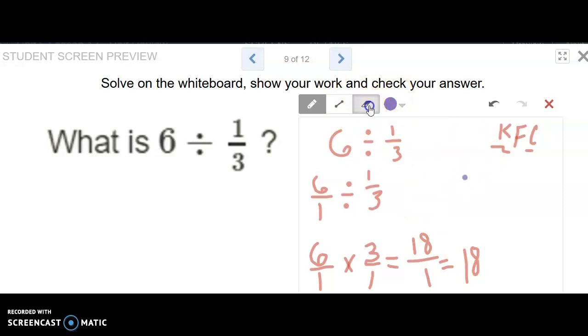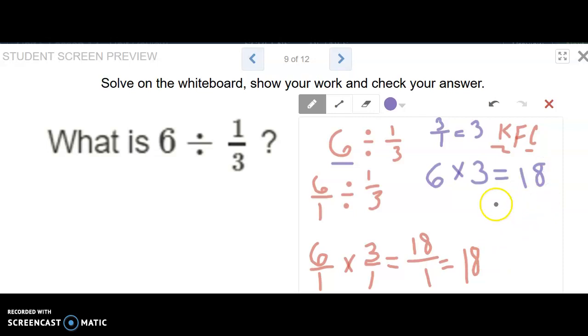Okay. Now, let's talk about if we did the shortcut way. Because we have this whole number, we're going to keep our whole number, and our 1/3 that we usually flip becomes 3 over 1. And 3 over 1 is equal to 3 whole. So I'm simply going to call it 3. And of course, I still have to change from division to multiplication. So 6 times 3 equals 18. Take a look, it's the same answer.